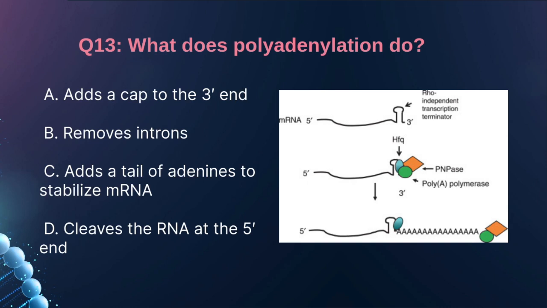Now, what does polyadenylation do? Polyadenylation means I'm adding a tail. The answer is C. It adds a tail of adenines to stabilize mRNA. Polyadenylation involves adding a poly-A tail to the 3' end of the mRNA after cleavage. It enhances mRNA stability and regulates translation efficiency. So that's why the answer is C. It's also part of the modifications that a pre-mRNA has to undergo in order to become a mature mRNA.